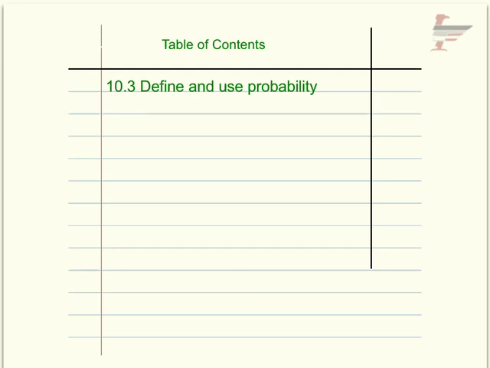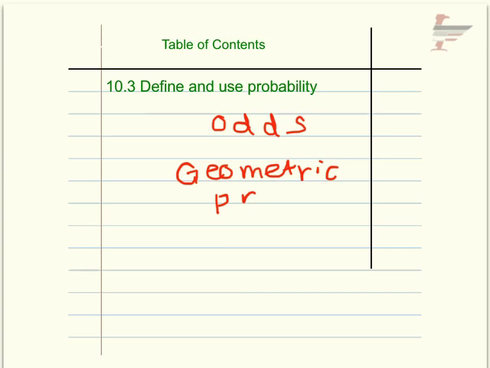All right, the last video is defining and using probability. We're going to talk about odds, and we're going to talk about geometric probability specifically in this video. So odds is actually a pretty easy concept, and geometric probability you did in geometry, so this one is probably not going to be too difficult.